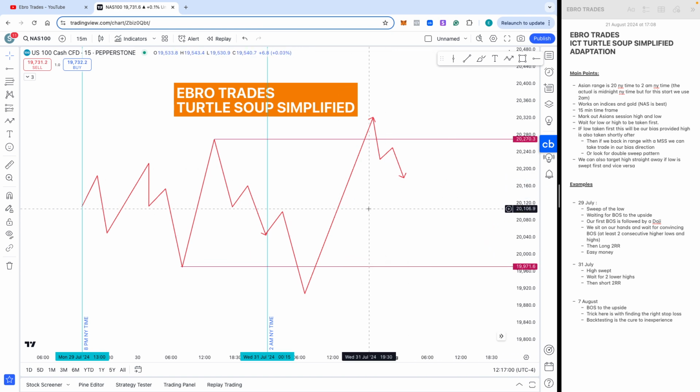But the gist of Turtle Soup is we wait for the low to be swept, and then we sweep the high, and then we look for sells, or we wait for the high to be swept, then we sweep the low as well before looking for buys. Now, my adaptation of Turtle Soup is I actually just like to wait for the low or the high to be swept first before targeting a trade in the opposite direction. I know this isn't how ICT teaches it, but I found that this is very profitable and it works. When I backtest it, it works. And that is what is most important.